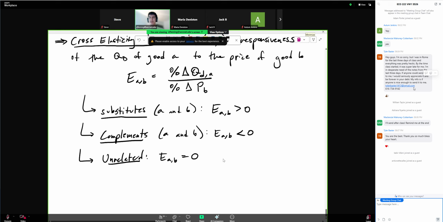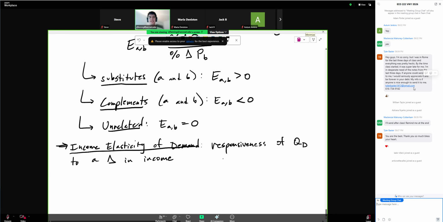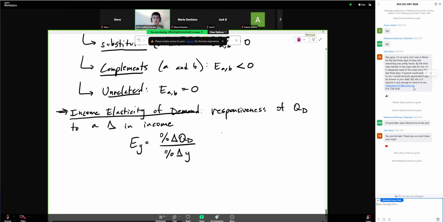All right. Then we have income elasticity of demand. And the income elasticity of demand is the responsiveness of the quantity demanded to a change in income. Okay. You define it the exact same way as you would define any elasticity, right? The income elasticity of demand is the percentage change in quantity demanded divided by the percentage change in income, which we denote with a little y.